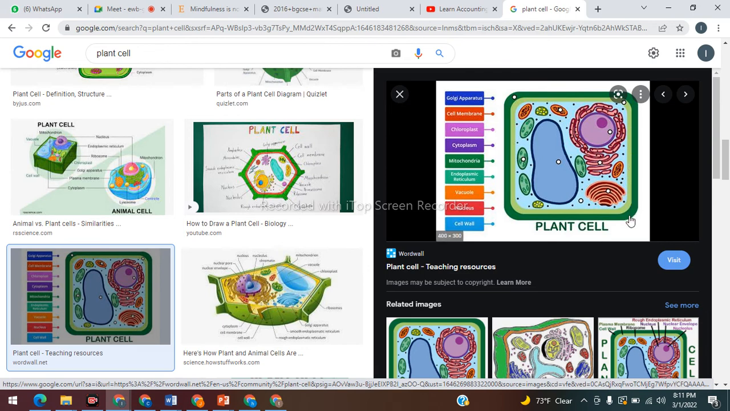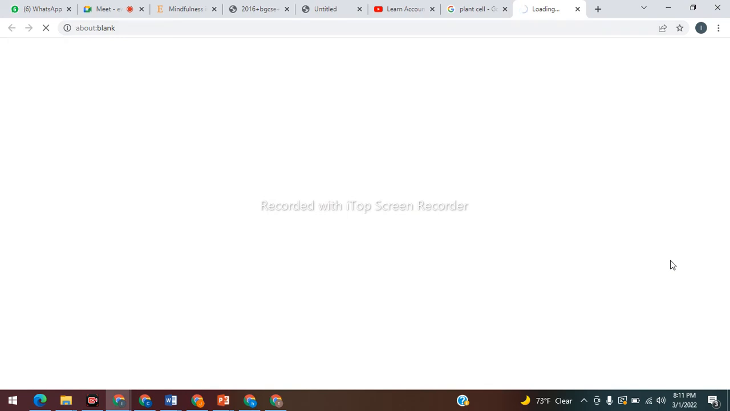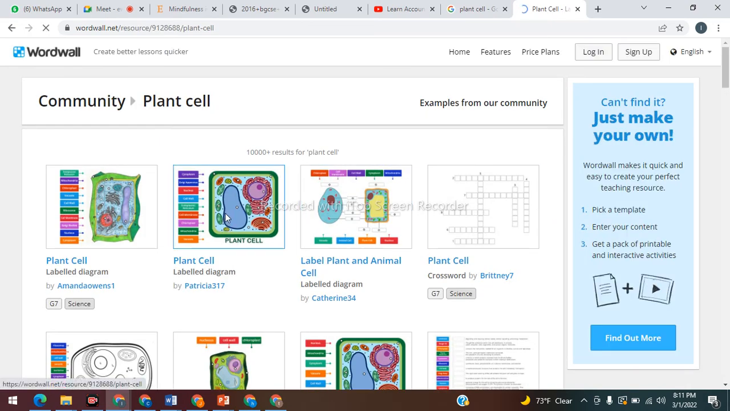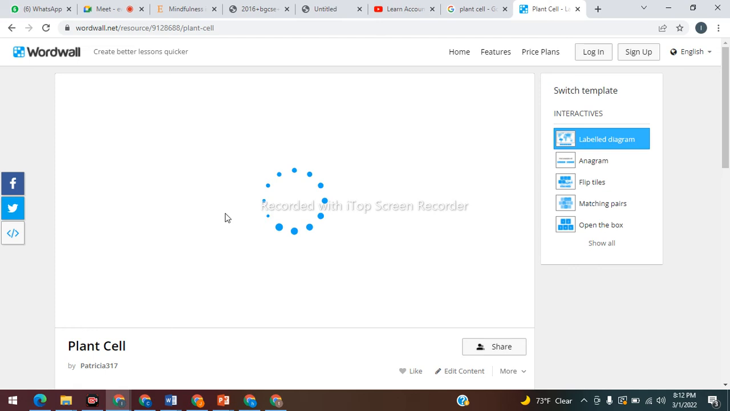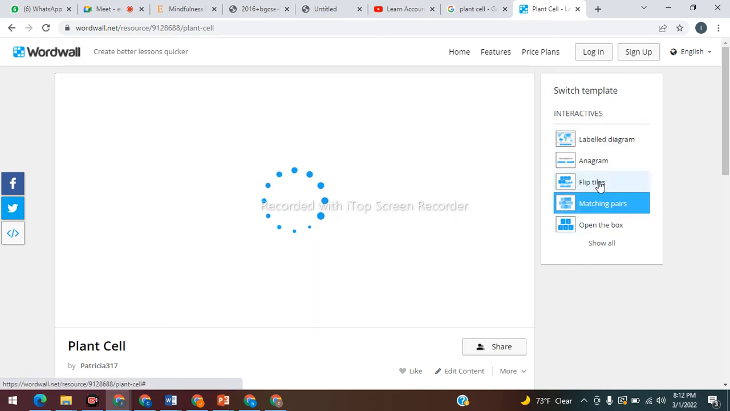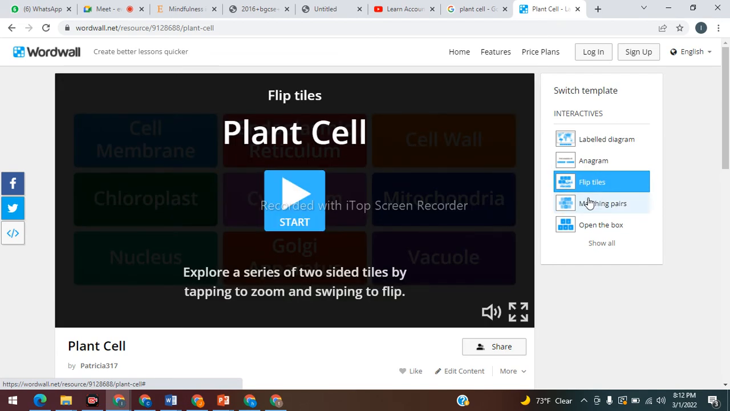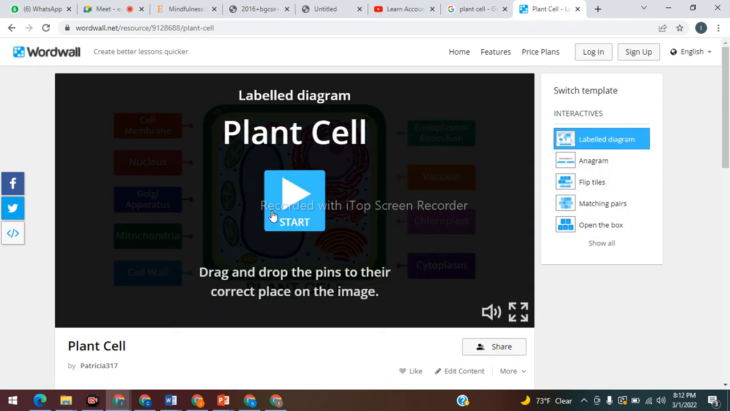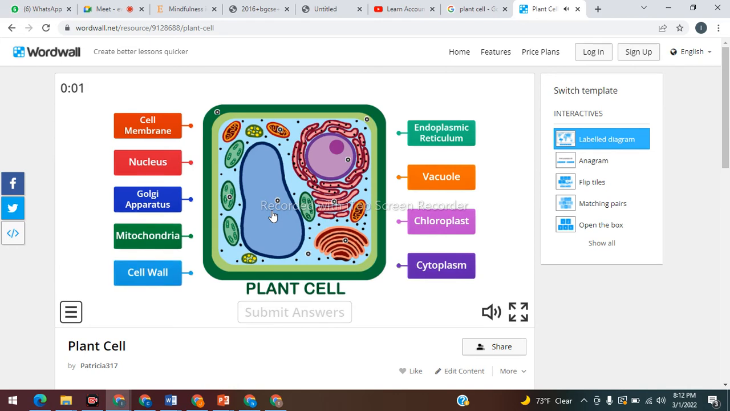Okay. Plant cell. This is a good one. It's a good little diagram. I wonder, let's see if we can label it. Okay, good. Is it matching tiles? Ooh, this is fun. No, the label diagram is what I want. Okay, good. So let's label the diagram.